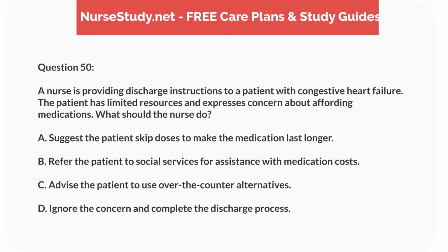Question 50. A nurse is providing discharge instructions to a patient with congestive heart failure. The patient has limited resources and expresses concern about affording medications. What should the nurse do? A. Suggest the patient skip doses to make the medication last longer. B. Refer the patient to social services for assistance with medication costs. C. Advise the patient to use over-the-counter alternatives. D. Ignore the concern and complete the discharge process.